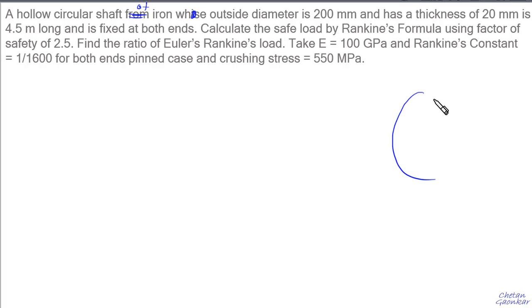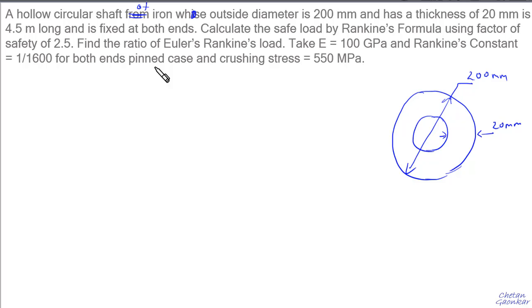So we have here a hollow shaft made of iron, probably cast iron, whose outside diameter, that is this diameter, is given as 200 mm, whereas its thickness from here to here is given as 20 mm. It is 4.5 meters long, so here L is given as 4.5 meters. In terms of mm, it will be 4.5 multiplied by 10 to the power 3 mm. And it is fixed at both the ends.